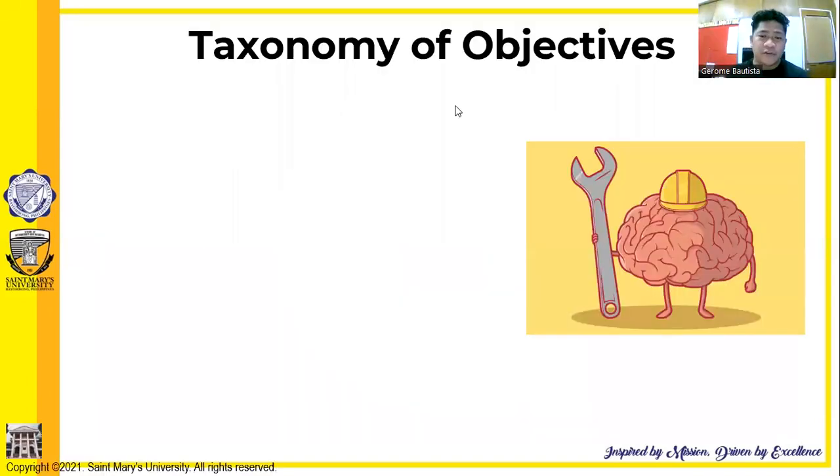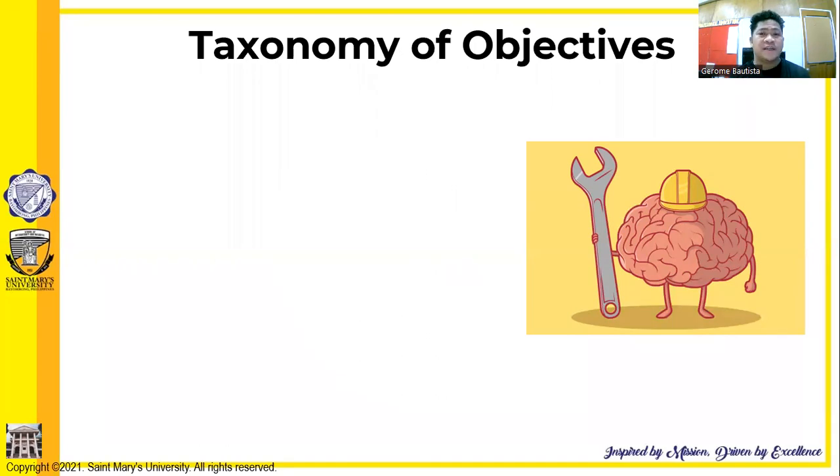Now let's continue the rest of our lessons. Now in writing objectives, there are three classifications. And we know that there are three domains of learning, right? Can you recall what these three domains are?